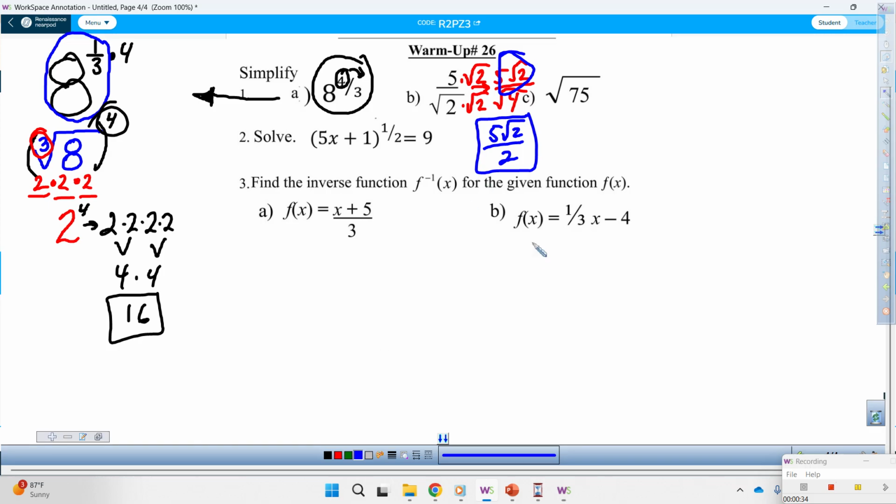And 1C. To get started with 1C, I'm going to write my perfect square numbers. 1 times 1 is 1, 2 times 2 is 4, 3 times 3 is 9, 4 times 4 is 16, 5 times 5, 25, 6 times 6, 36, 7 times 7, 49. So, which of those paired with another number multiplied give me 75? Tell your neighbor, what number times what number gives us 75? Go with Miguel. What times what gives us 75?